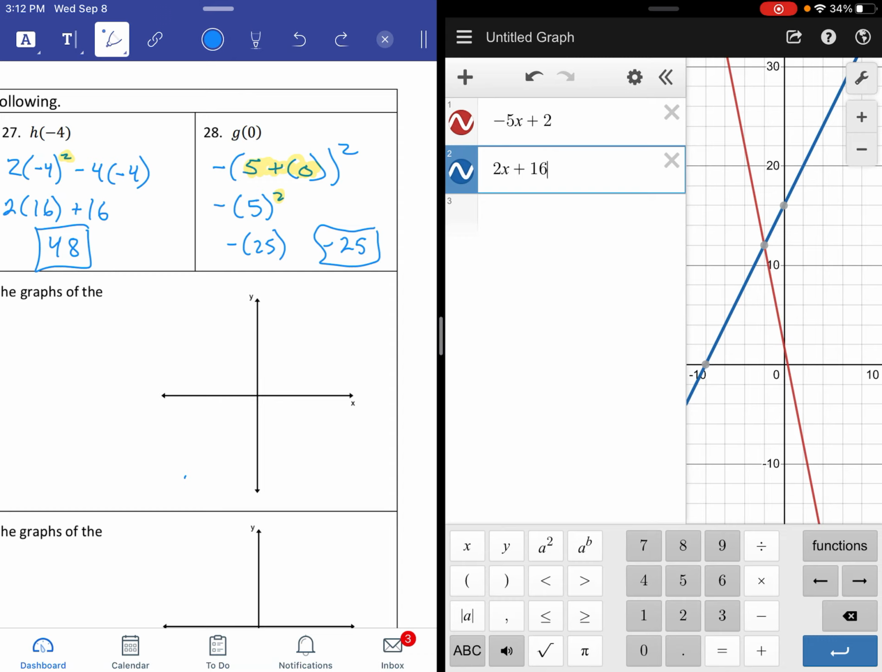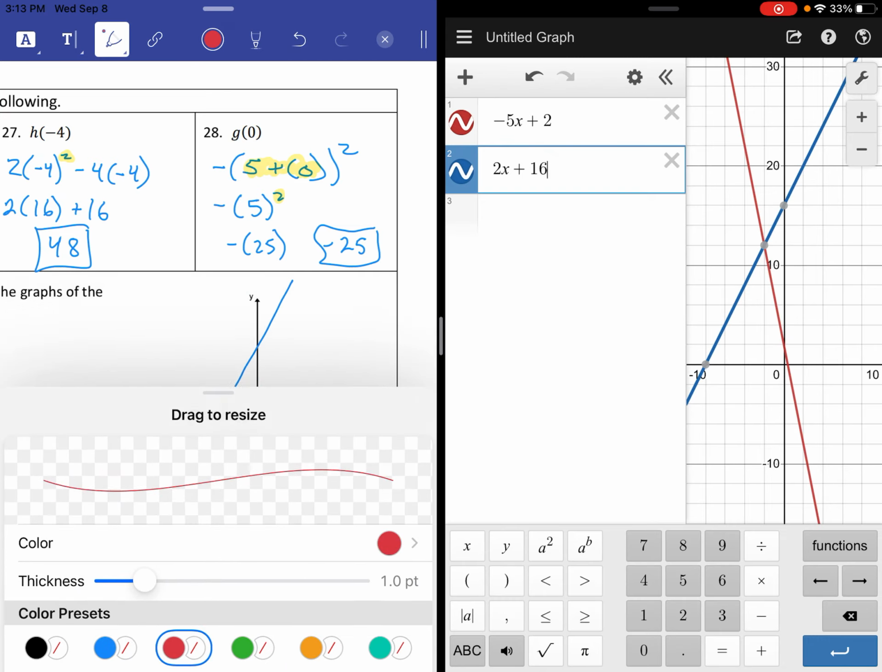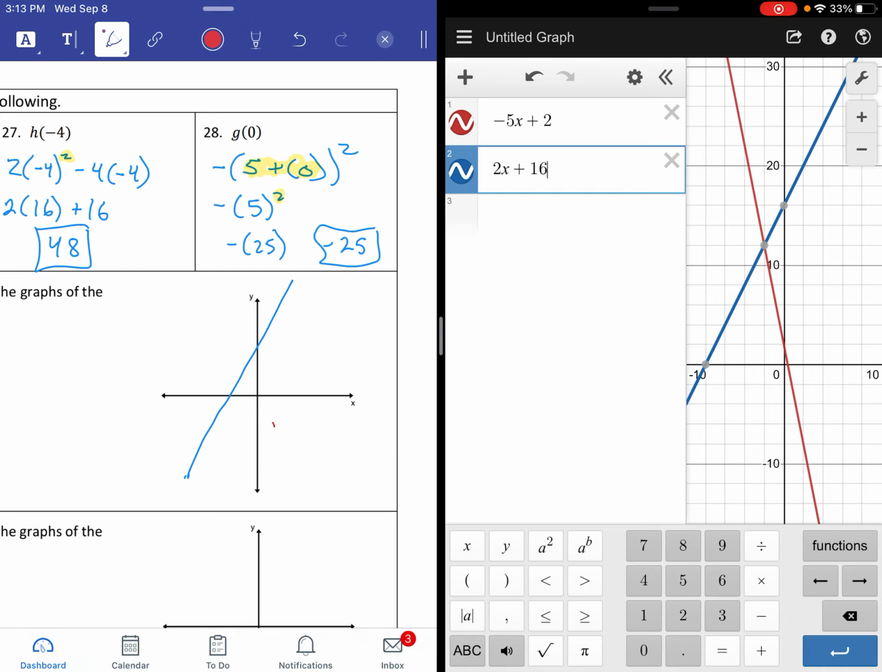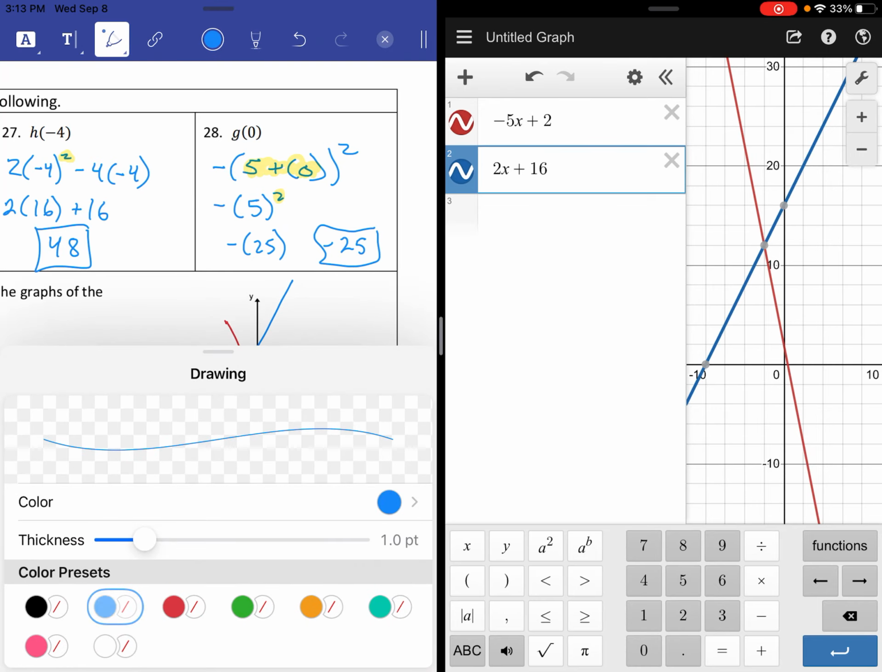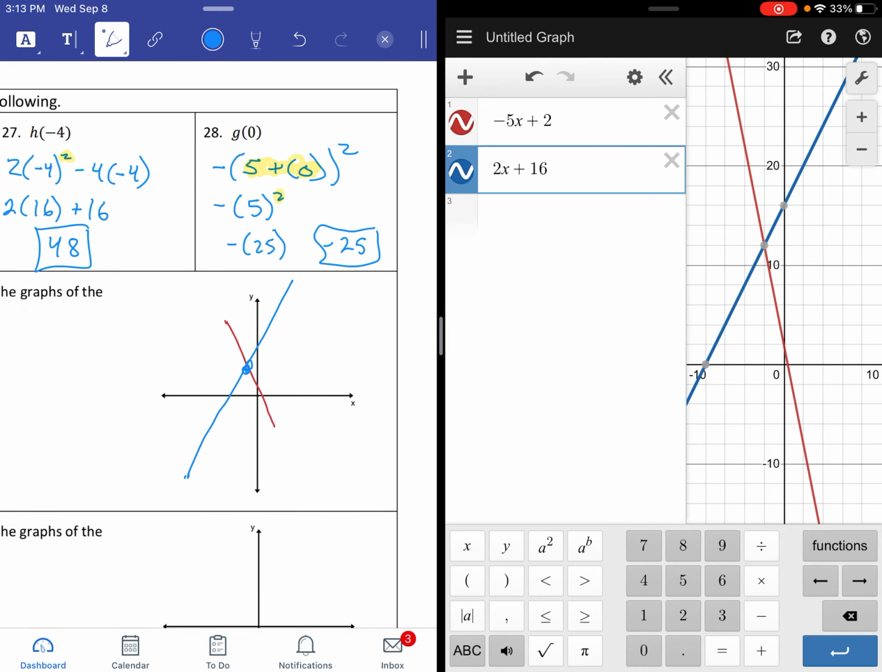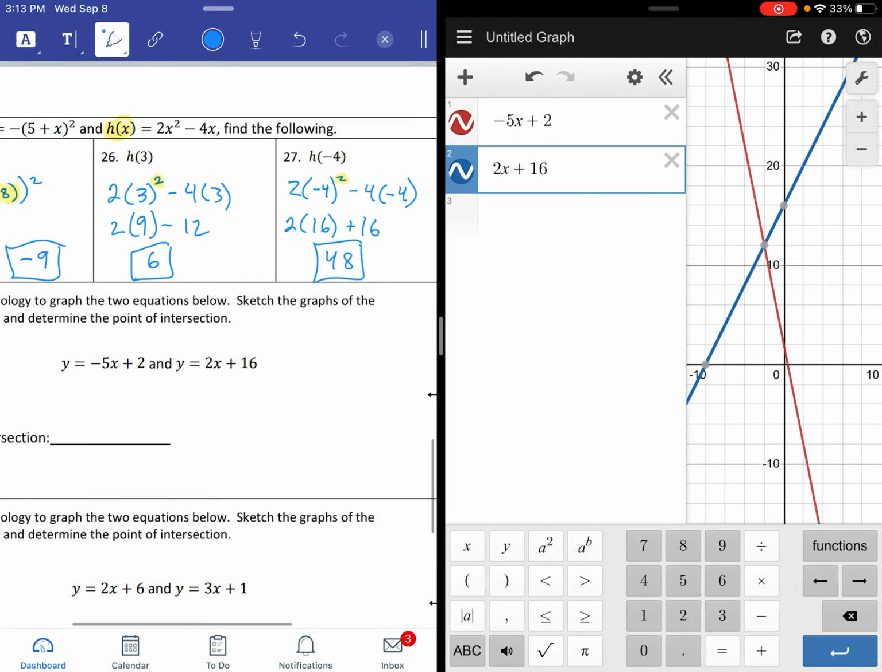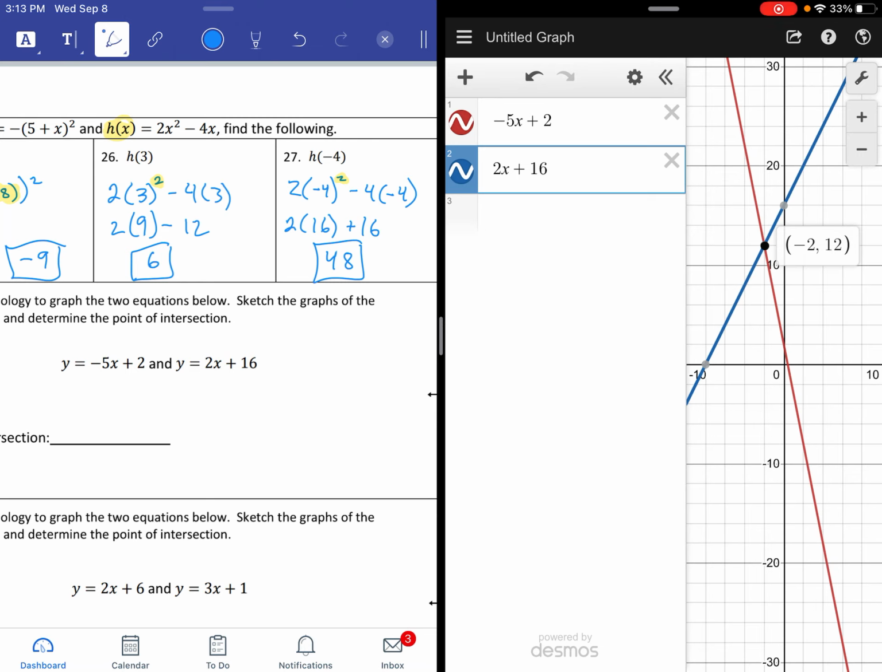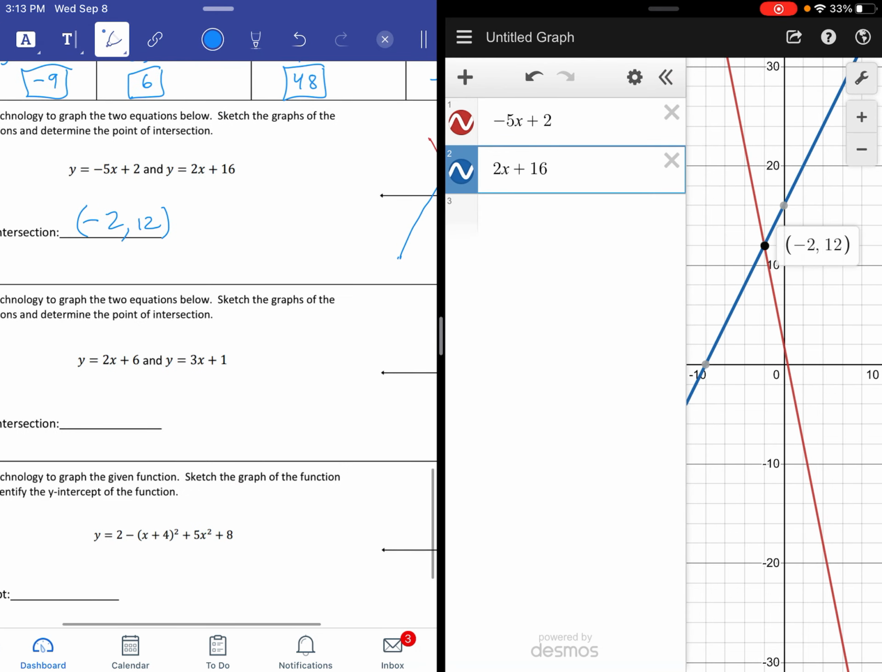So we have this for the blue one. Let's make that a little better. We'll even change colors so it looks exactly the same. And you have this for the red one. Okay, and they're going to cross right here. All right, so we have our sketch. Now we have to figure out where the intersection is. So you click on the point where they intersect, and it's negative 2, 12. Okay, that's the first one.